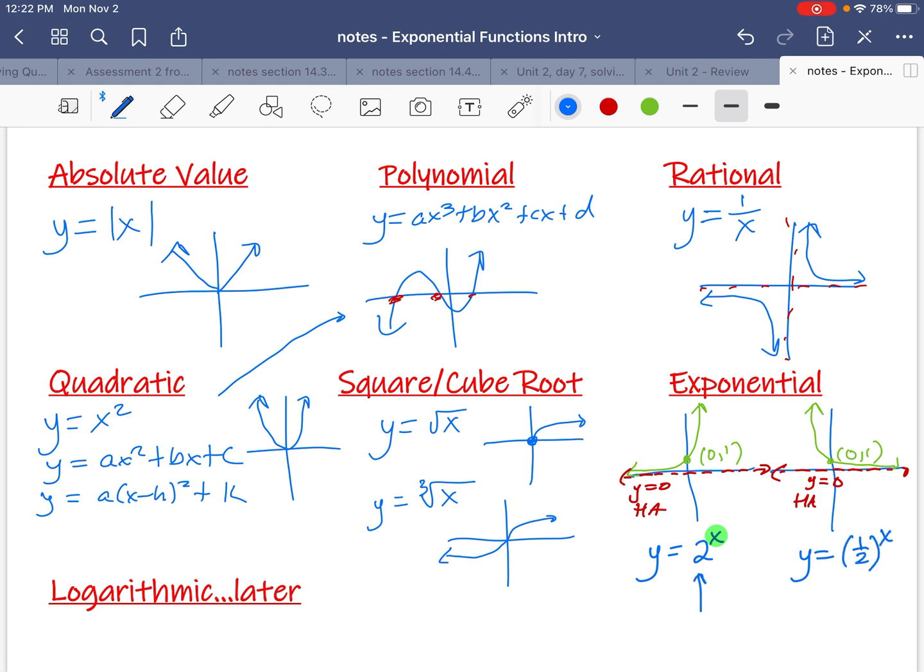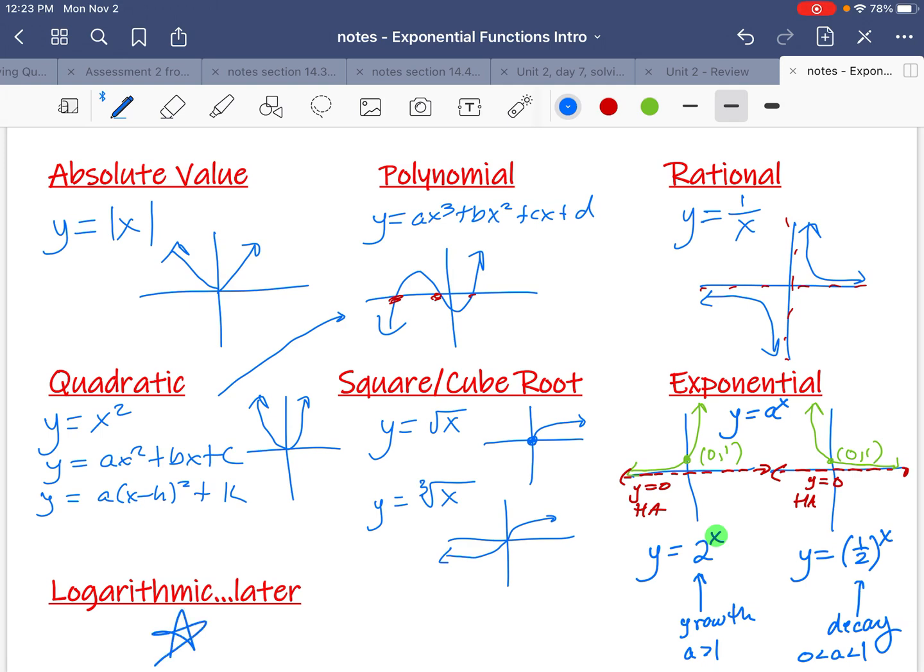So this right here is a growth problem because your base is bigger than 1. And this right here is a decay problem because your base is smaller than 1, in between 0 and 1. So growth, the basic function of exponential is y equals a to the x. All right, if a is bigger than 1, you have growth. If a is between 0 and 1, you have decay. And then later, we will do logarithmic later in this chapter.